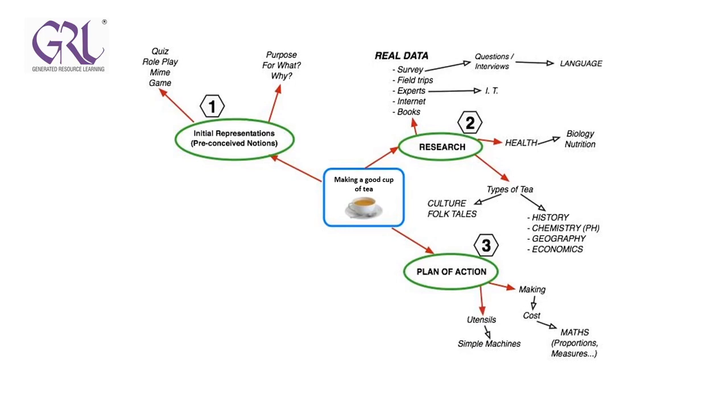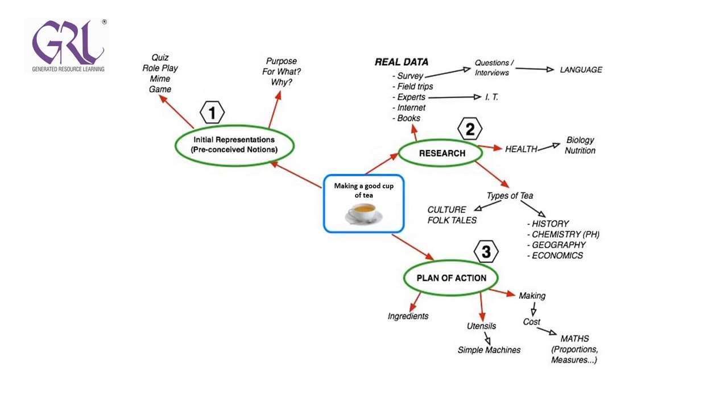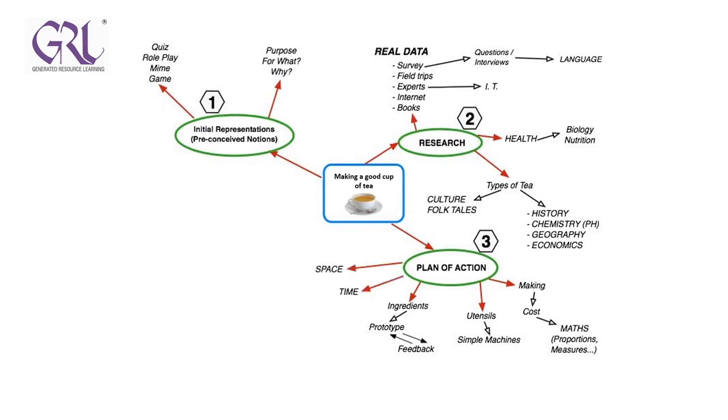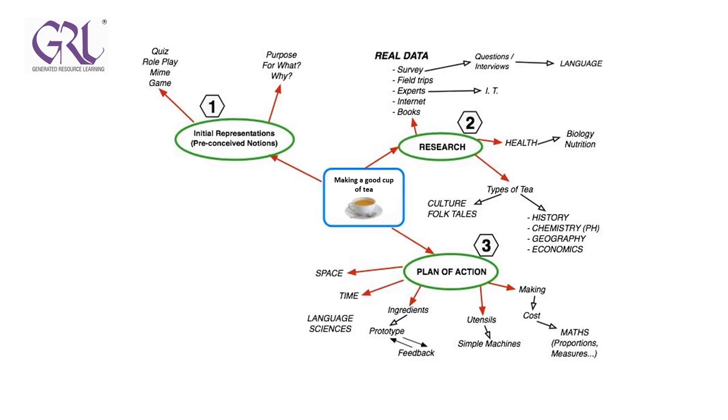Similarly, they will have to know about utensils. They may have to know about simple machines when they're using in the kitchen. They would have to know about ingredients. And when they know about ingredients, they would have to then think about making a prototype of tea or whatever it is that they're making, and then, of course, taking feedback from a public on their prototype. They'll also have to think about time management, about space, etc. So, in these processes, many competencies linked to languages and science will come in.